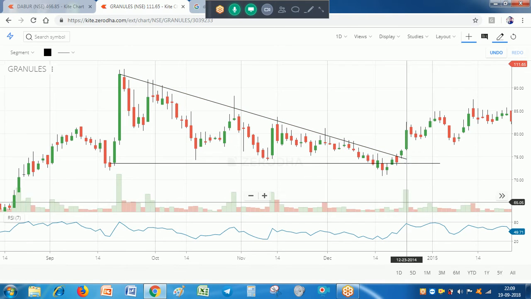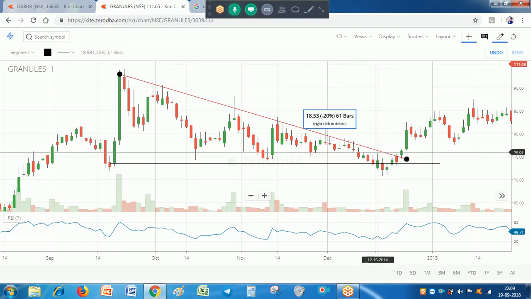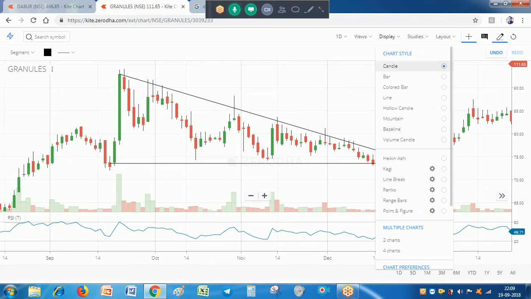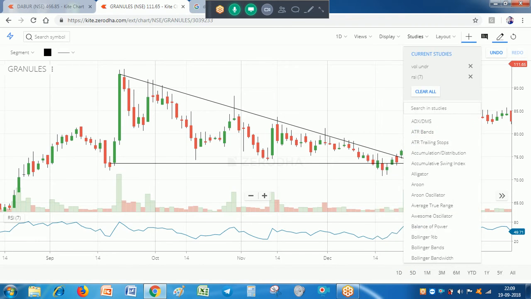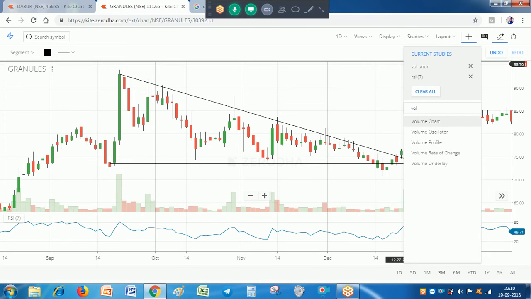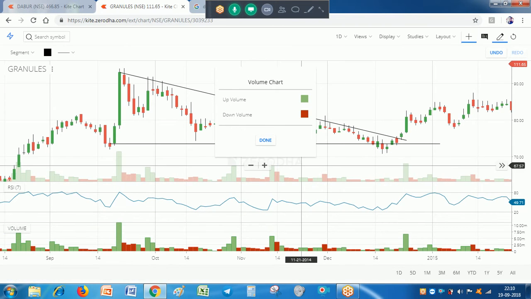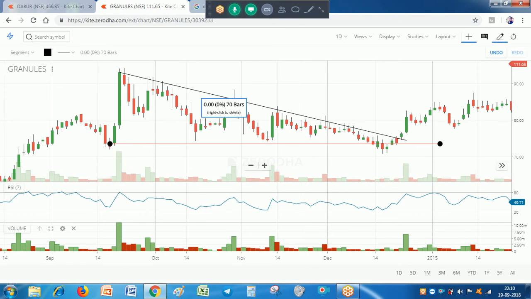And now look at this volume chart. Let me just add volume also. I will add volume, friends. So at breakout level we have to watch the volume also. So look at this level, there is a big volume because there is a big candle actually. So this is our descending triangle, friends. And now we have to see the level.